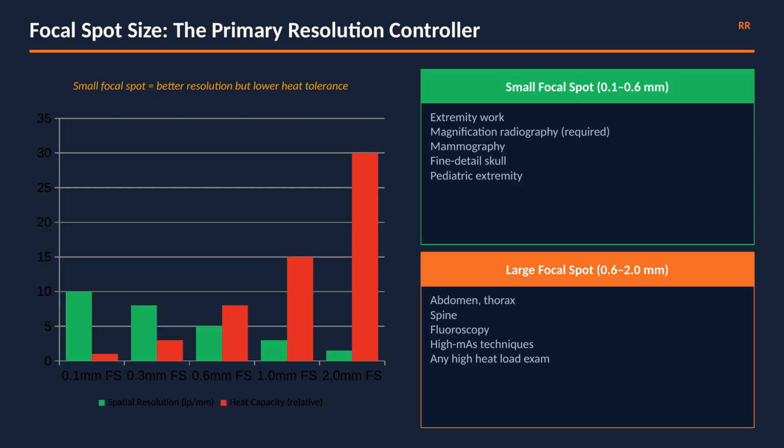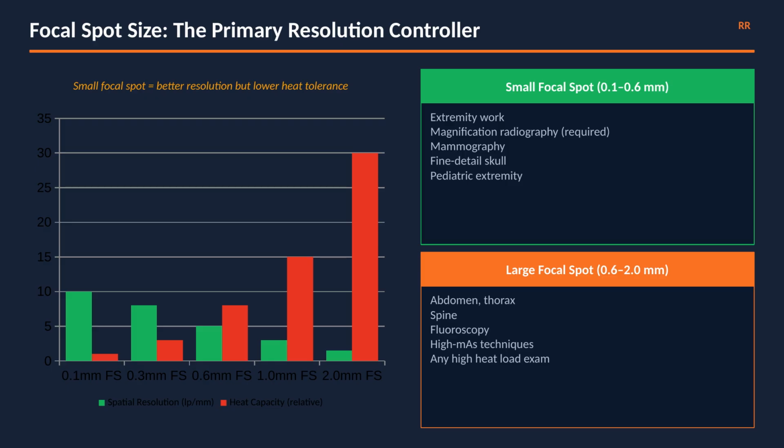Small focal spot, 0.1 to 0.6 millimeters, high resolution. Low heat capacity. Use for extremity radiography, magnification radiography, where small focal spot is mandatory, mammography, and fine detail skull work. The small focal spot cannot sustain high MA levels, heat damage results. Match the focal spot to both the resolution requirement and the heat load.